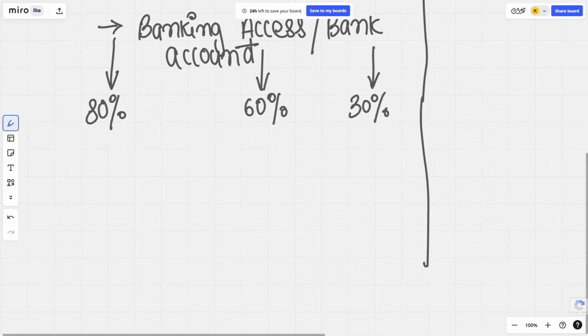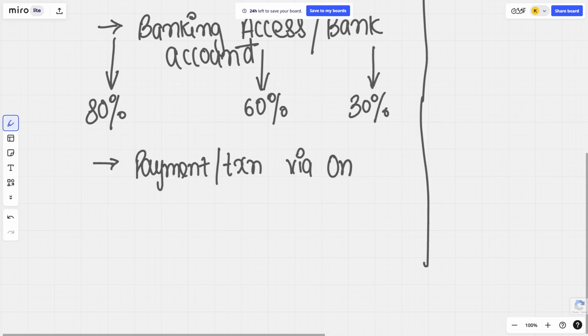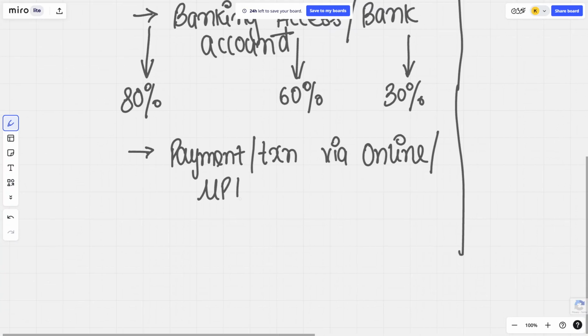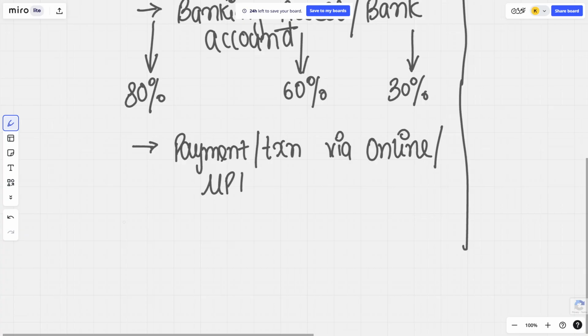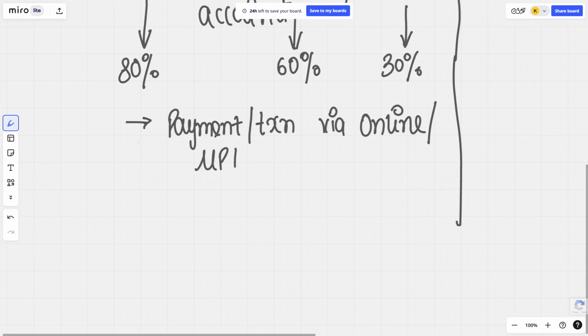30%. Now again we will be filtering using some criteria, let's say payment or transaction via online, or let's say UPI. You must have seen that in tier 1 cities a large number of payments are done using UPI or online transactions. So we can assume that only 20% of the population will be using ATMs for cash transactions.